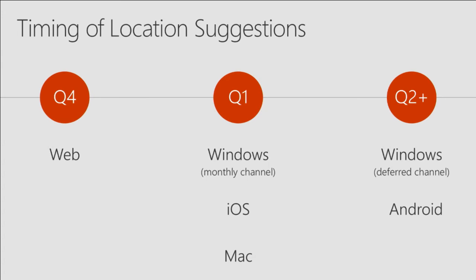So we're going to finish that conference room scheduling that you saw on the web this quarter. Again, if you go right now to Outlook.com or Office 365, you can get the Bing suggestions already in the location well. We're going to finish the work for the other clients, Windows, Mac, iOS, next quarter, and then Android will follow. And as always, depending on whether you're using the monthly channel or the deferred channel for getting desktop, you'll get it sooner versus later. All right, so that was all we had to show you on finding a location quickly.